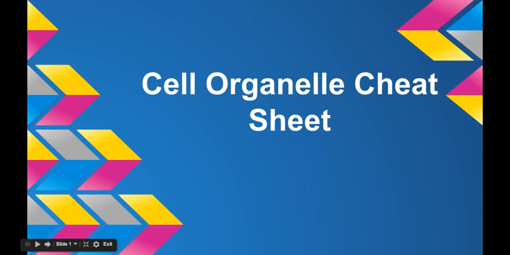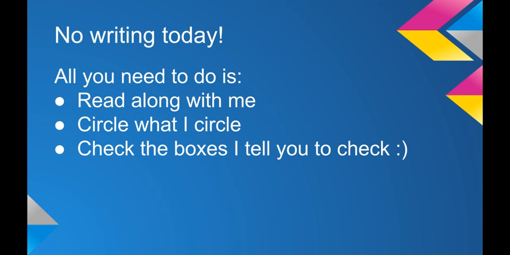Good morning, juniors, and this morning we're going to review the cell organelles for plant and animal cells that we've been talking about for the past 2 days. So, a few notes for today. We're not going to write down any more definitions because you have all of the definitions already in your notes. We're going to fill out just a quick little cheat sheet that you're going to be able to staple into your notebook. So your job right now is to read along with me on your cheat sheet. Circle what I circle in green on the video and check the boxes in the far right column on your cheat sheet that I tell you to check.